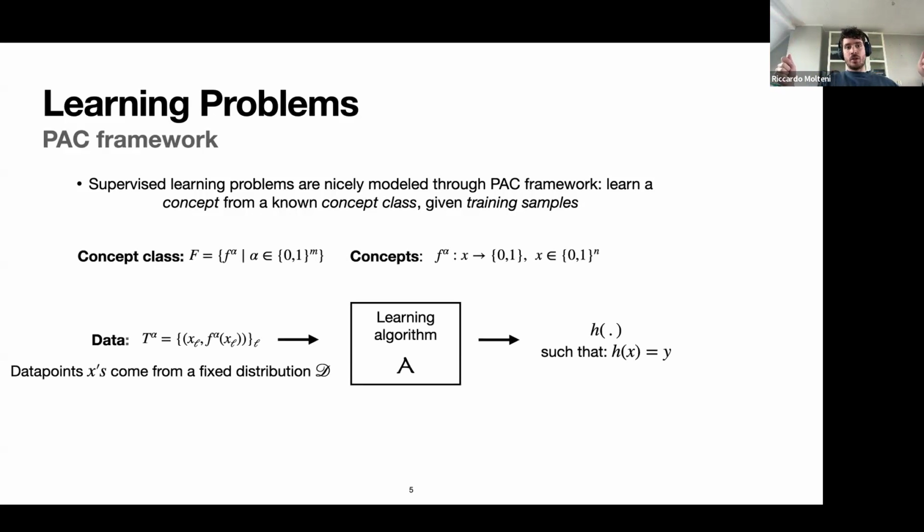In the PAC framework, you can model a supervised learning problem such that it consists of learning a concept from a concept class given training samples. We are given a concept class, which is just a set of functions labeled, say, by an alpha. Each concept goes from bit strings to 0, 1. We have to learn a concept from training data, which is a sample of X and F alpha of X, the evaluation of the concept on that X, where X comes from a fixed distribution. We give this training data to our learning algorithm A, and we ask it to output a function H that behaves as well as our unknown concept.